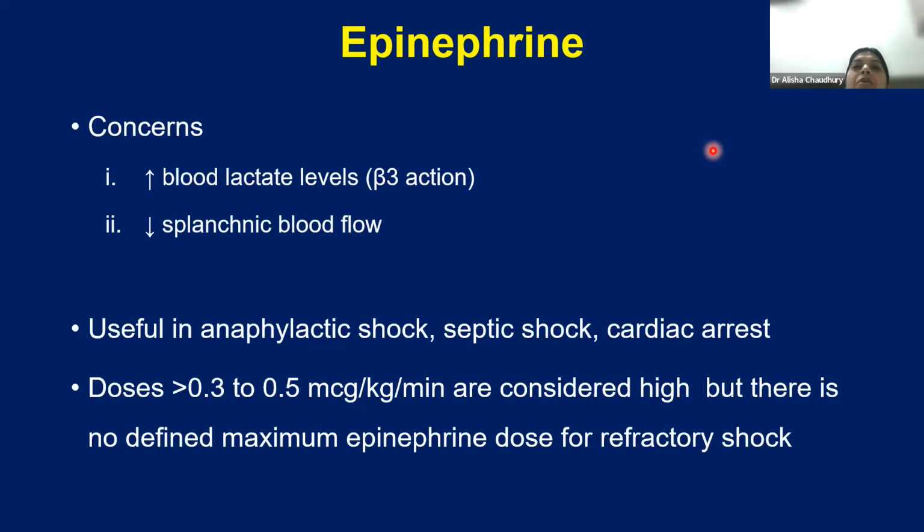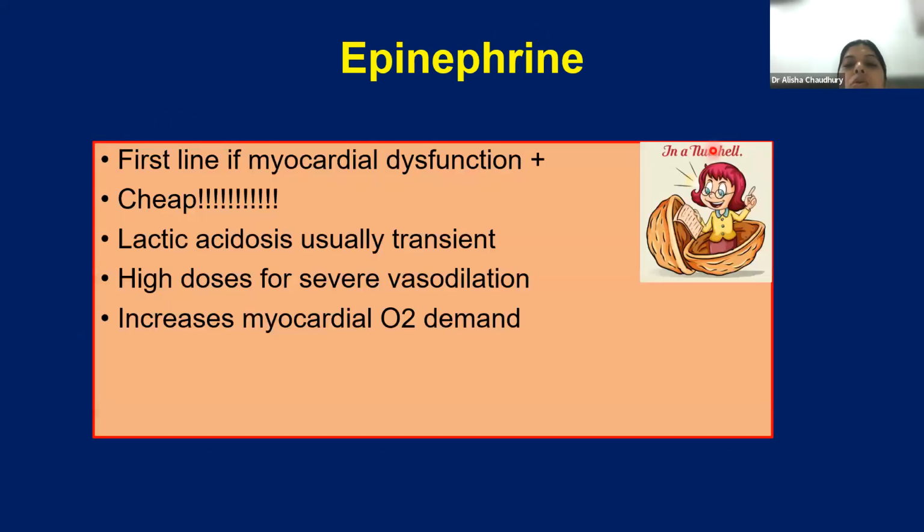For anaphylactic shock, the drug of choice is epinephrine, I think 0.5 mg IM given. So in a nutshell about epinephrine, if you have myocardial dysfunction, it will be a first option. It is a cheaper option. Even though lactic acidosis occurs, it's not life-threatening, it is usually transient. You may require really high doses for severe vasodilatation, and because it increases the heart rate and cardiac contractility also, it may increase the myocardial oxygen demand.